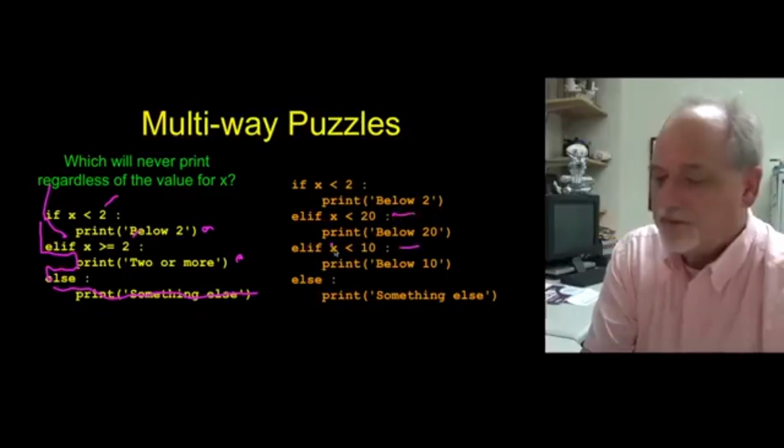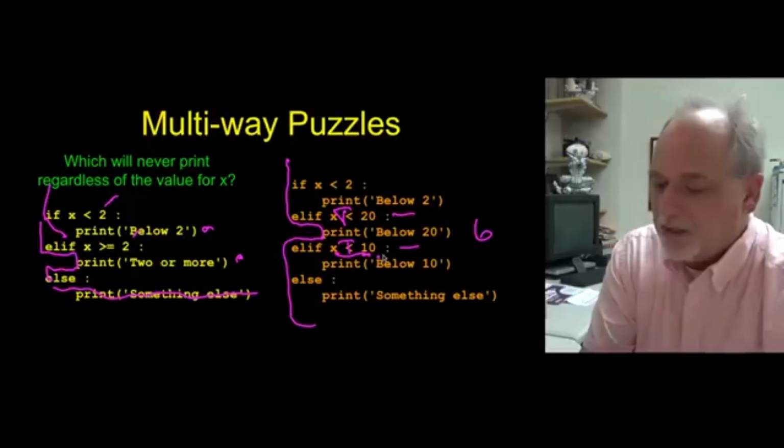The problem is if something's less than 10, like 6 for example, it's also less than 20. So even though there might be values for which this is true, those also are going to have this true. So for something like 6, it's going to run here, and it's not even going to look at this. That's the point. It doesn't even look at this.